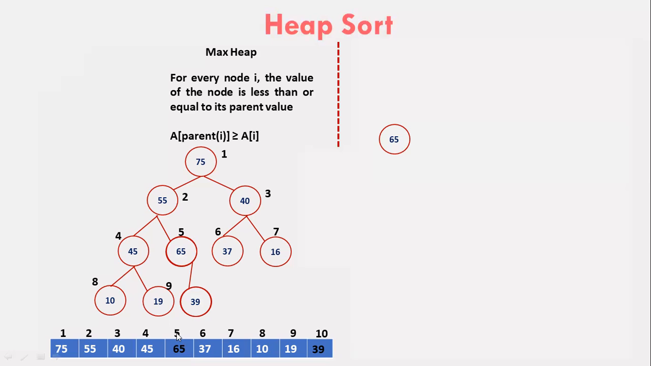I by 2, 5 by 2 is 2.5. So the parent of 65 is at index 2, since we have to take the floor value. So what is the value at index 2? It is 55. So the parent of 65 is 55. And clearly here 55 is the parent of 65 and 55 is less than 65. So 65 will come here and 55 needs to come here. So my tree will have 65 here, 55 here. So I have to swap here. My 65 will come here and 55 is going to come here.